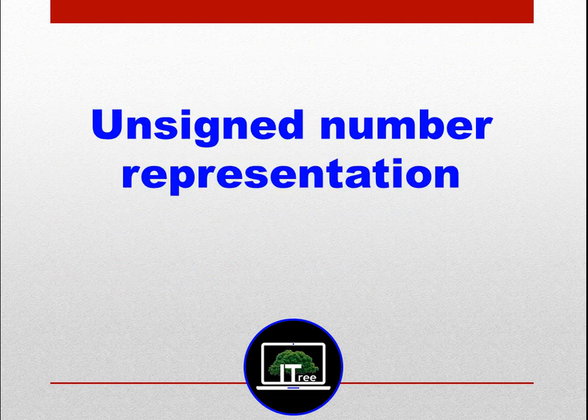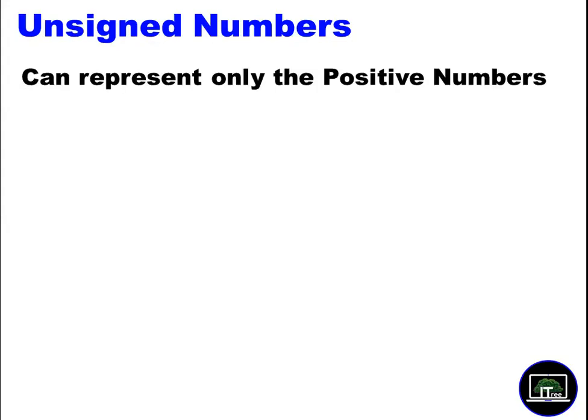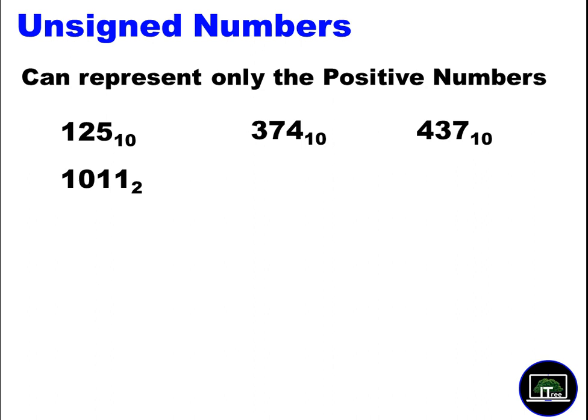Okay, first we discuss unsigned number representation. Unsigned means there is no sign used, so those can be used only to represent positive numbers. Look at these in binary. These numbers have no sign in front of them, so they can represent only positive numbers. There is no possibility to show negative numbers. A minus sign is not used, so you can't represent negative numbers in this representation.